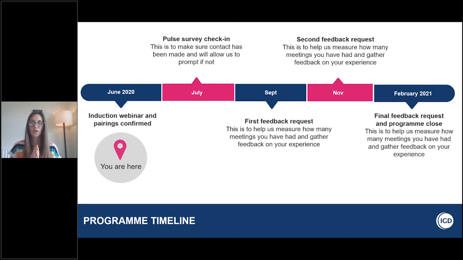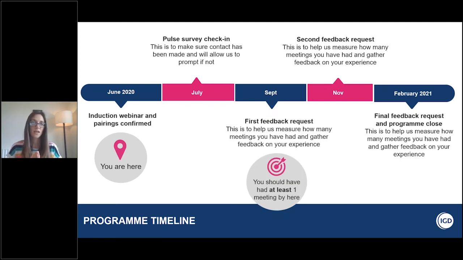Following that, we've got a couple of points during the programme where we will be asking for formal feedback. As I said, this is really to help us measure our impact in terms of how many meetings all of our paired partnerships are having, but also to gather feedback on your experience during the programme. That really helps inform our thinking about how we can continually improve and build on the really positive feedback we get year on year. We'll be sending out those formal pieces of feedback in September, November, and at the programme close in February.